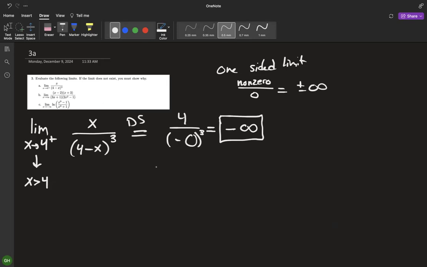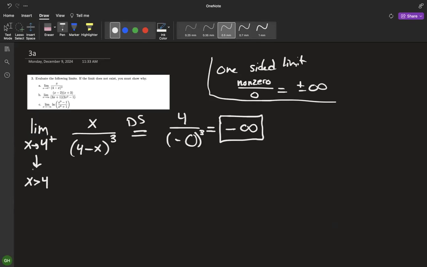Right, so as soon as I do direct substitution without needing to worry about signs, I immediately know my answer is either going to be infinity or negative infinity, because that's just what one-sided limits do whenever you have a non-zero over 0. Then to figure out whether it's positive or negative, we just look at which side we're looking at.